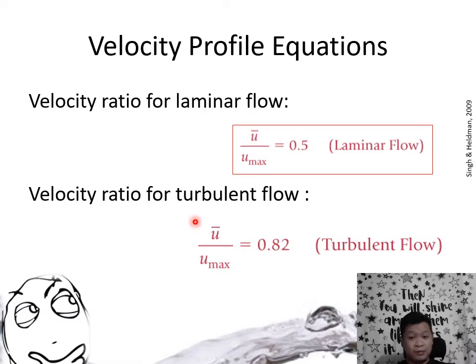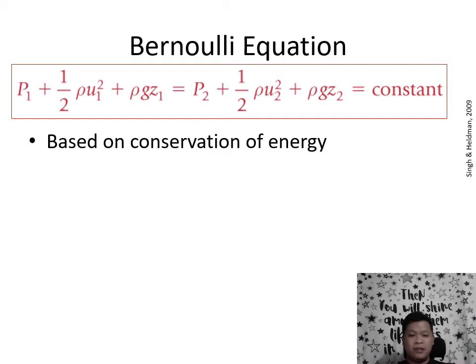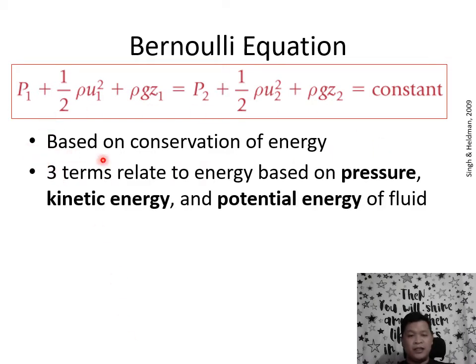The average velocity over the max velocity is 0.82. For those of you na nag-Physics 70 series, hindi ko alam kung tatandaan niyo pa itong Bernoulli equation. Okay, but it's based on the law of conservation of energy. And it has three terms related to energy based on pressure, kinetic energy, and potential energy. So we can see here 1, 2, and 3.